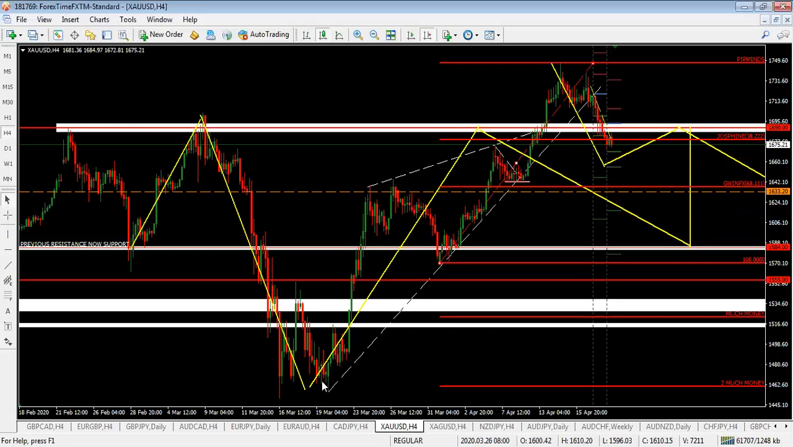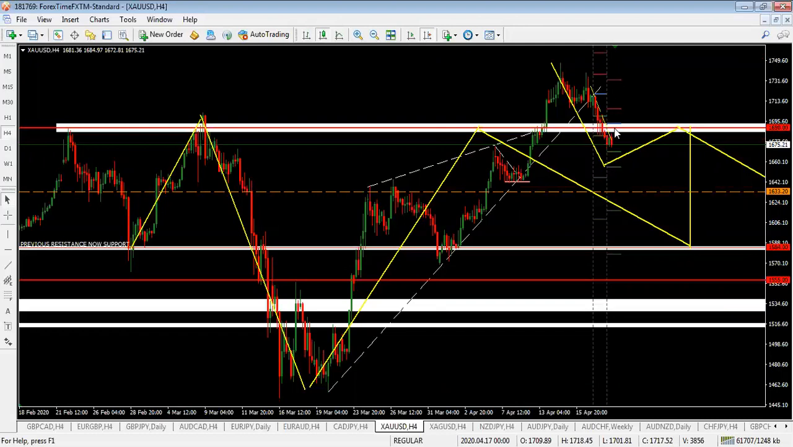So this can be our 0, this is our A, our B, and this can be our C, and we expect our D to be around this point because of this structure here. By retest at this point, from here on, we can look to buy with a confirmation or evidence of a commitment to the upside. So that's what we expect to see of gold.